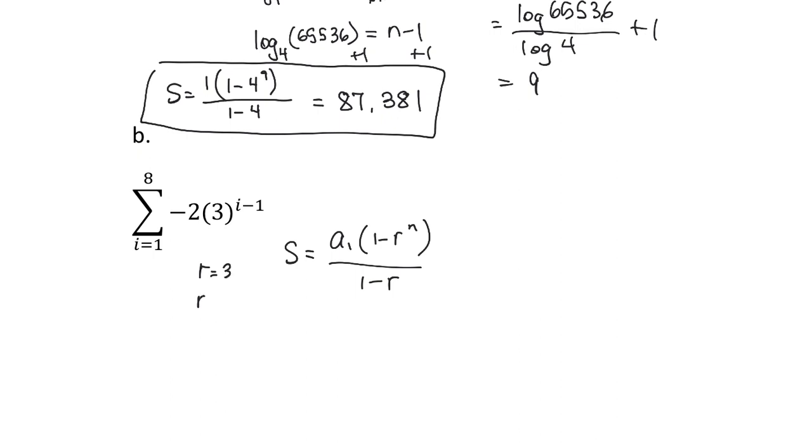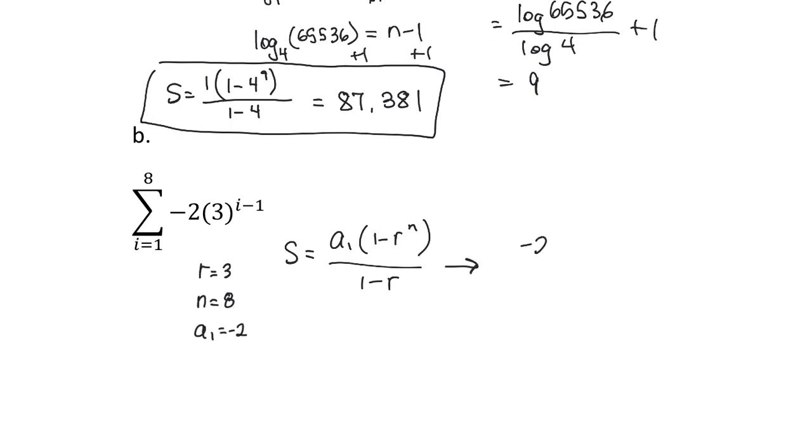Okay, the number of terms we're adding together is 8. And then the first term, if we plug in a 1 for I, 1 subtract 1 is 0. 3 to the 0 power is 1. 1 times negative 2 is negative 2. So the first term is negative 2.